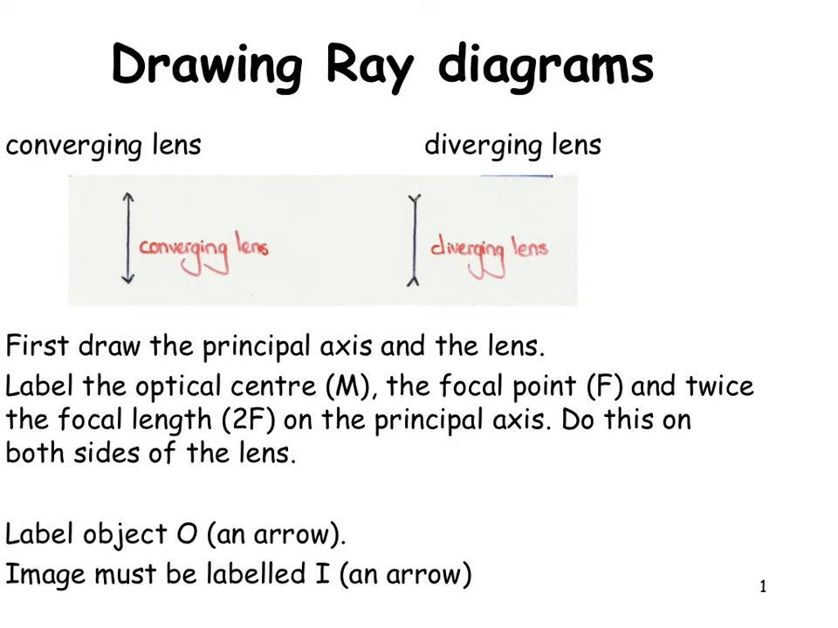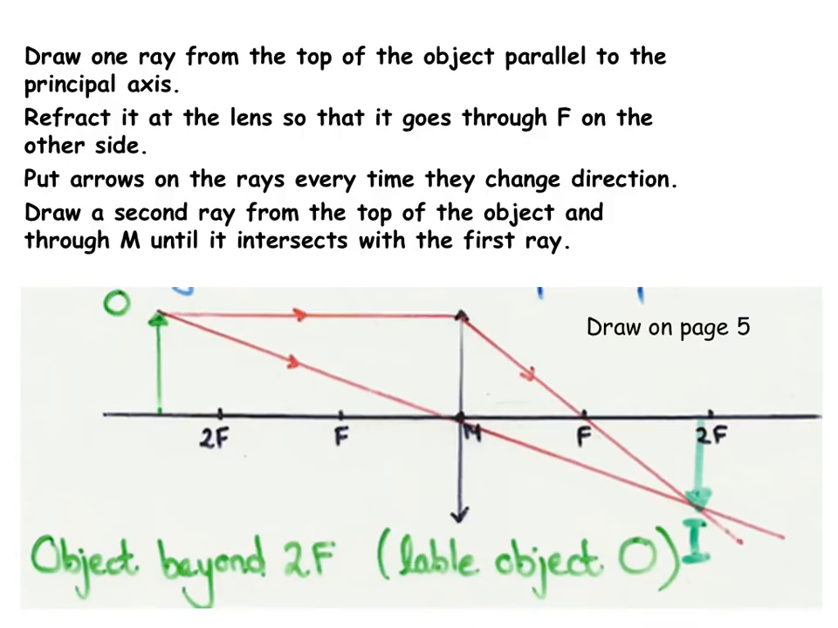Whenever you're going to draw these diagrams, you're going to draw your principal axis and the lens. You're going to label your M, your F, and your 2F as we did in a previous slide, and you're going to do it on both sides of the lens. You're going to label your object O, and you're going to make it a little arrow, and the image ultimately will be labeled I. So, here's my principal axis over here. I've measured M, F and 2F. There must be exactly the same distance between M and F and F and 2F, and you're going to put that all over there.